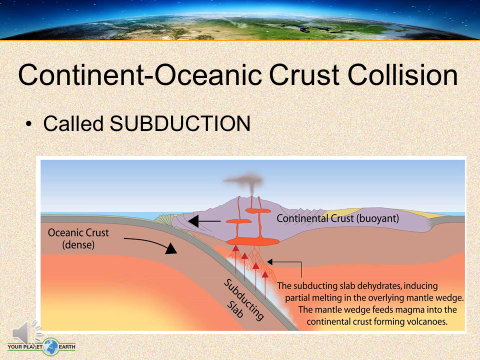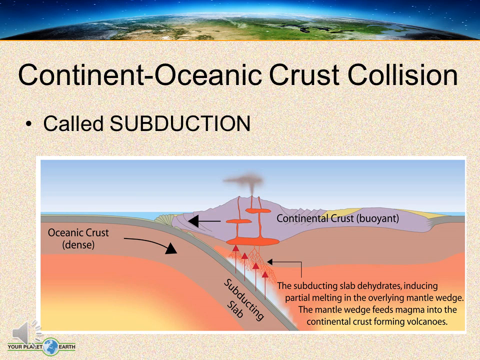When the subduction slab reaches a depth of around 100 kilometers, it dehydrates and releases water into the overlying mantle wedge. The addition of water into the mantle wedge changes the melting point of the material, thereby forming new melt, which rises up into the overlying continental crust, forming volcanoes. Subduction is a way of recycling the oceanic crust.